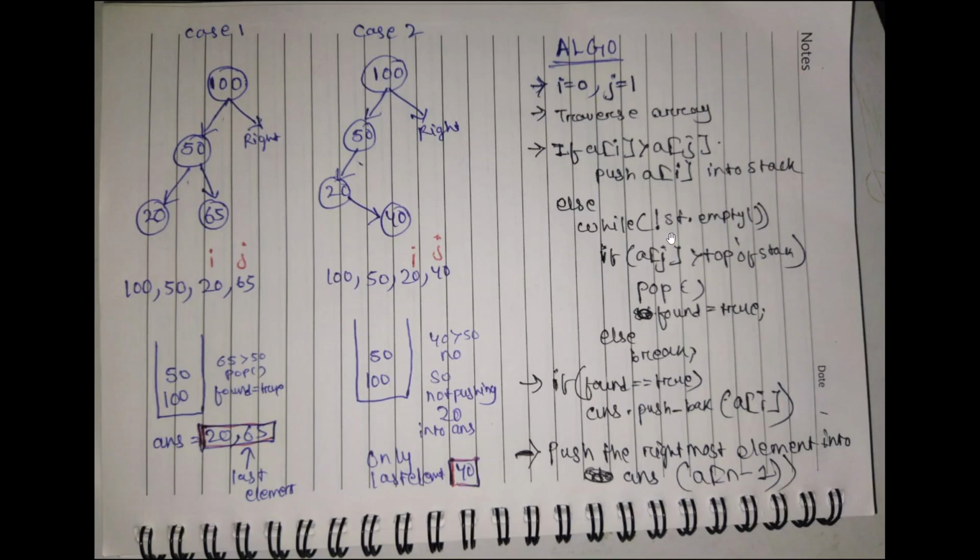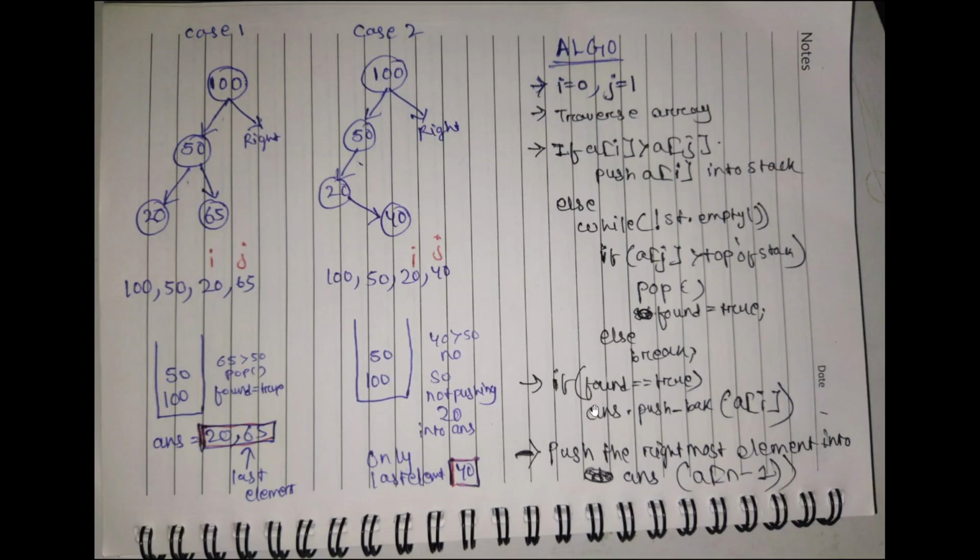Until the stack is empty, we traverse this and have a found flag that will be marked true if we get any leaf node. Here, a of j is now 65 and the top of the stack is 50. Is 65 greater than 50? Yes, it is. So we pop and we mark found as true.